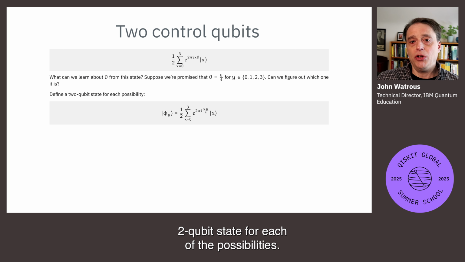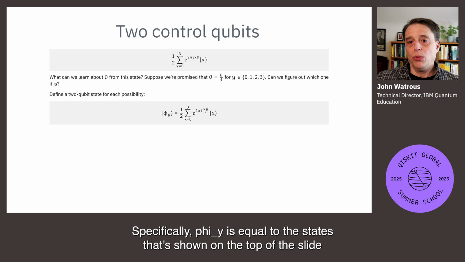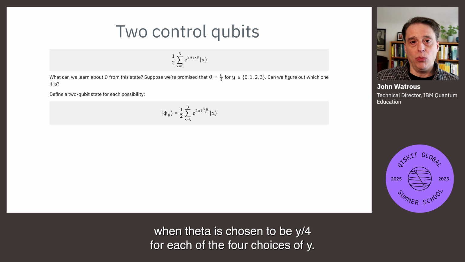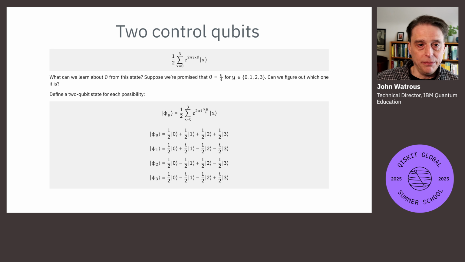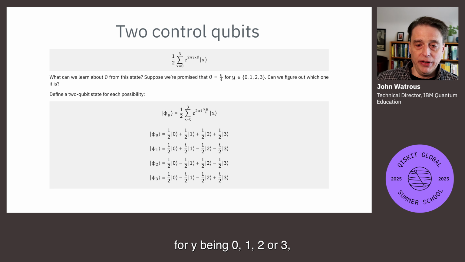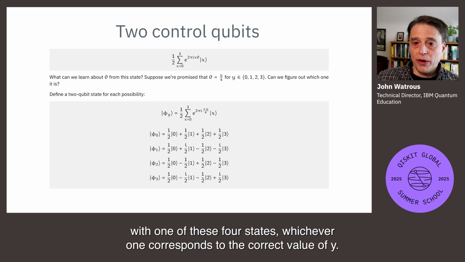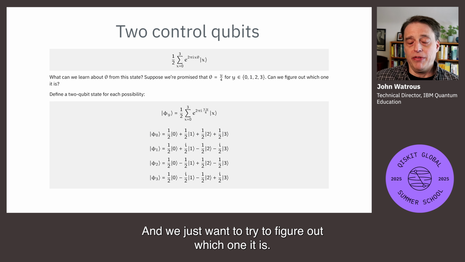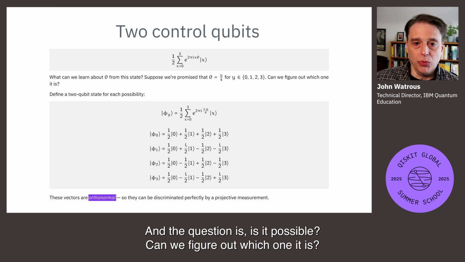Let's define a 2-qubit state for each of the possibilities. Specifically, phi y is equal to the state that's shown on the top of the slide when theta is chosen to be y/4 for each of the 4 choices of y, and here are those 4 states written out explicitly. So just to reiterate, if theta is equal to y/4 for y being 0, 1, 2, or 3, and we run our circuit, we're going to be left with one of these 4 states, whichever one corresponds to the correct value of y, and we just want to try to figure out which one it is. And the question is, is it possible? Can we figure out which one it is?